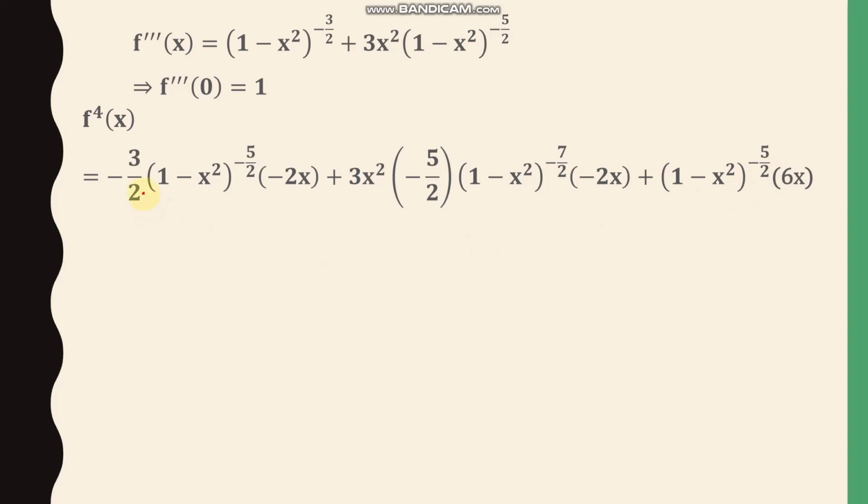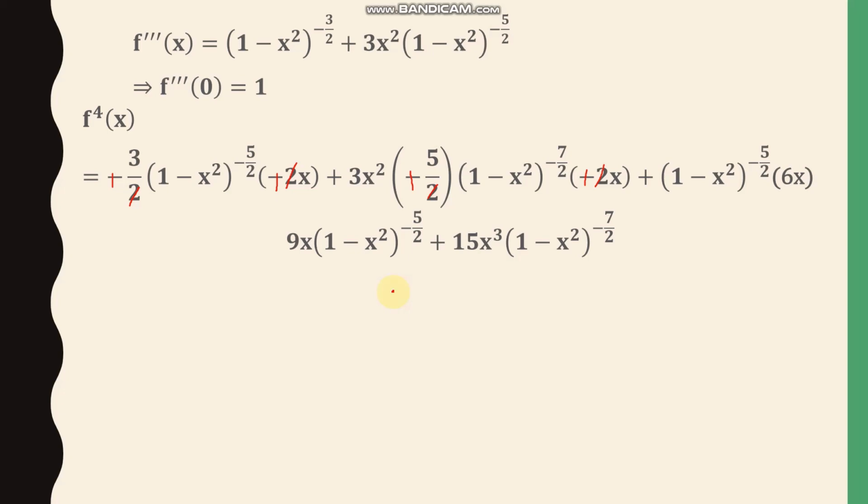Now if you cancel out this and this, and this will become plus, so it is 3x. 3x and 6x will give me 9x. So it is 9x(1 minus x square) to the power minus 5 by 2 plus 15. You can see 2 will get cancelled with 2, minus minus will become plus. So it will become 15x cube (1 minus x square) to the power minus 7 by 2.